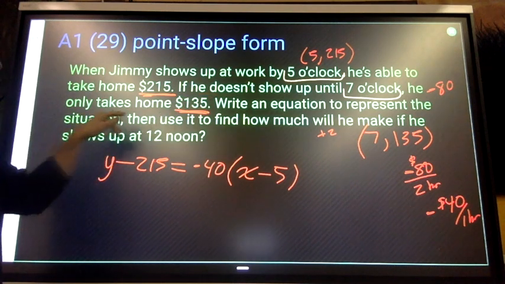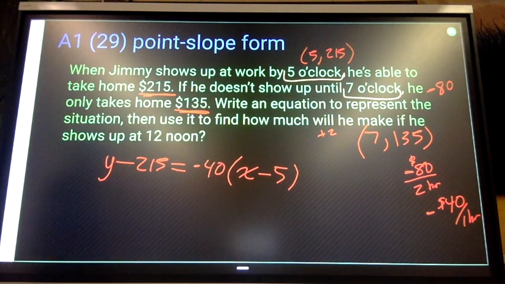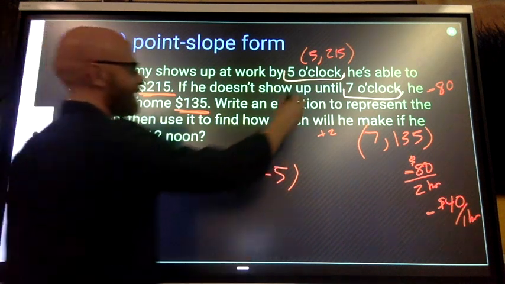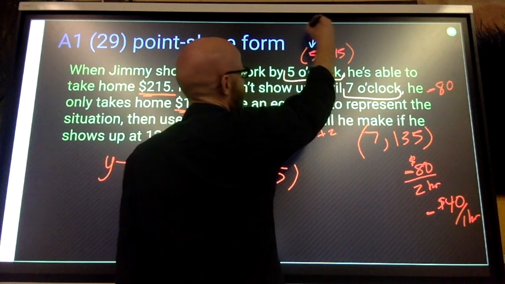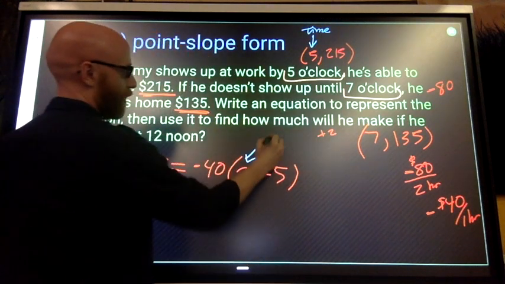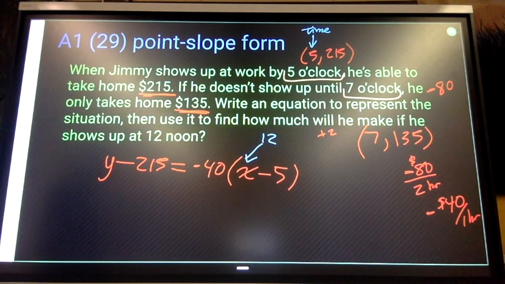Write an equation to represent the situation, then use it to find how much will he make if he shows up at 12 o'clock noon. All right? So time was x. So I'm going to put in 12 o'clock for x, and then solve this equation.